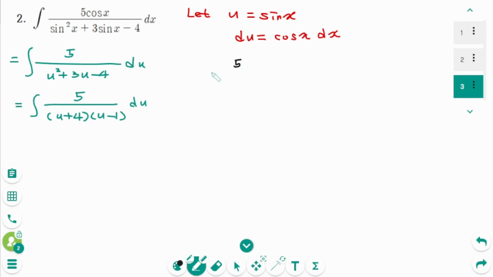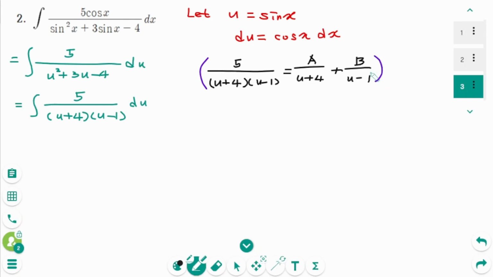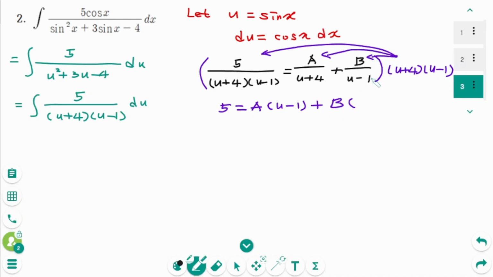The method of partial fractions gives 5 over u plus 4 times u minus 1 equals a over u plus 4 plus b over u minus 1. Then multiplying by the least common denominator, which is u plus 4 times u minus 1, we get the base equation 5 equals a times u minus 1, where u plus 4 cancels, plus b times u plus 4, where u minus 1 cancels. To solve for a, if u equals minus 4, 5 equals a times minus 4 minus 1, which is minus 5, plus b times minus 4 plus 4, which is 0. Then a equals minus 1.